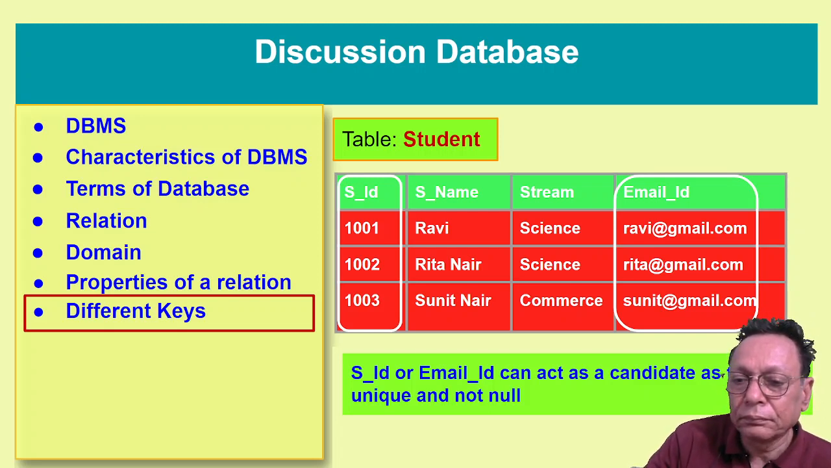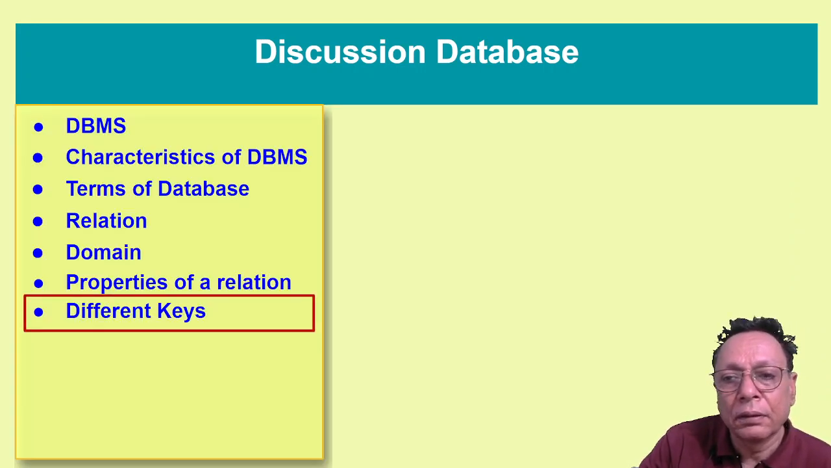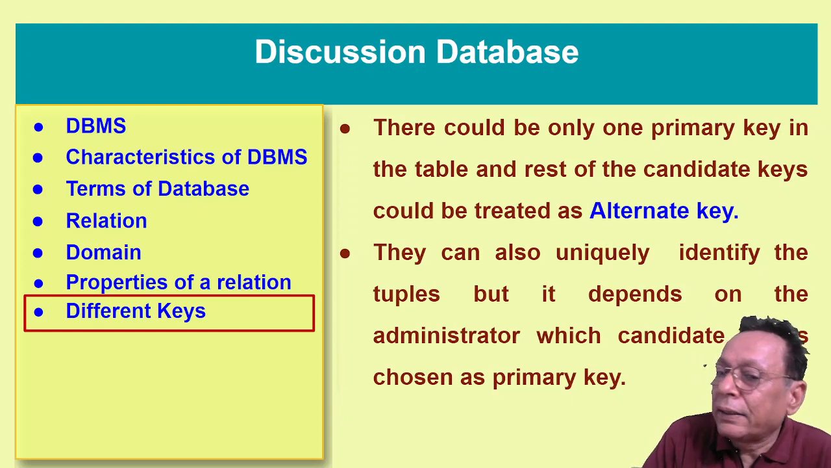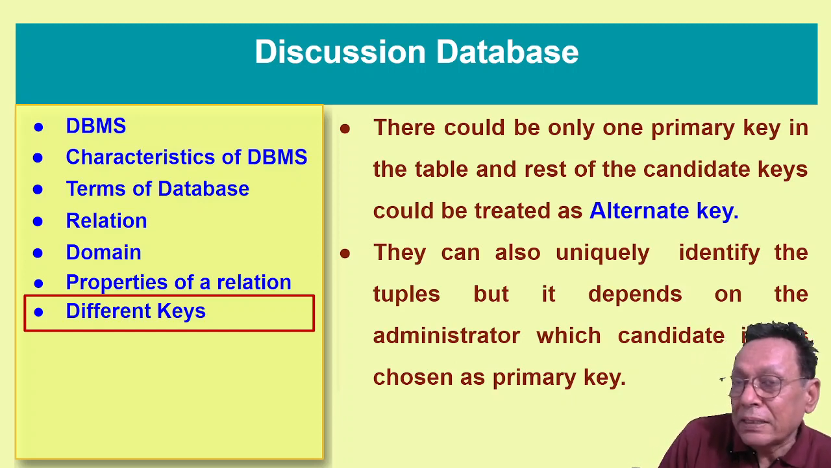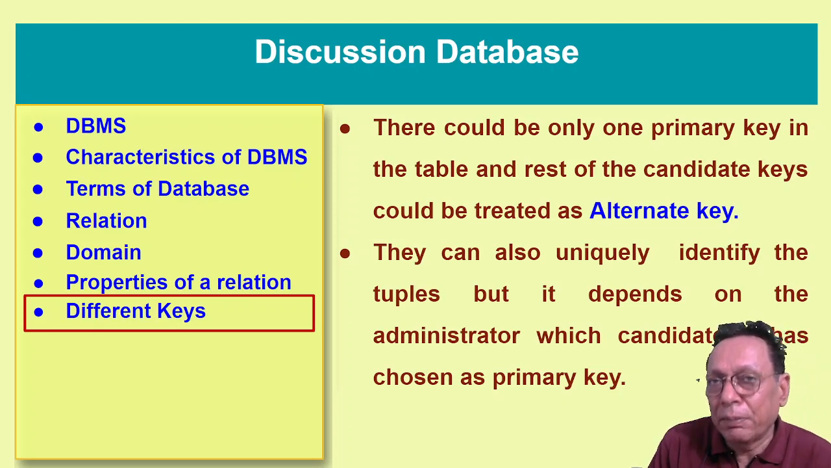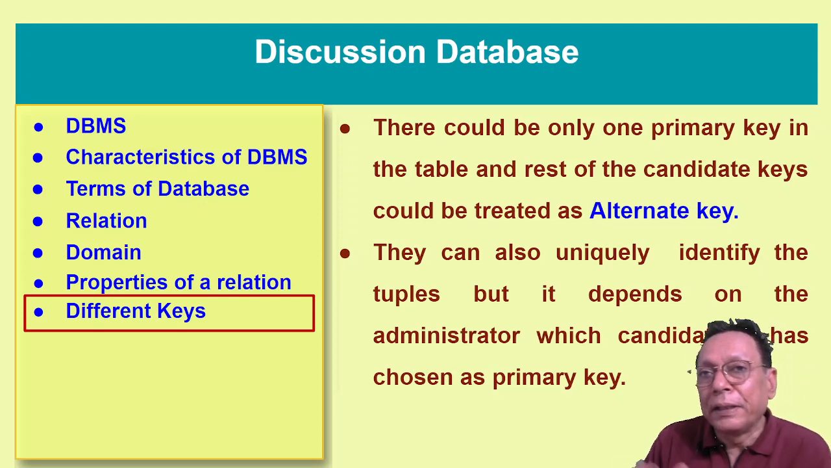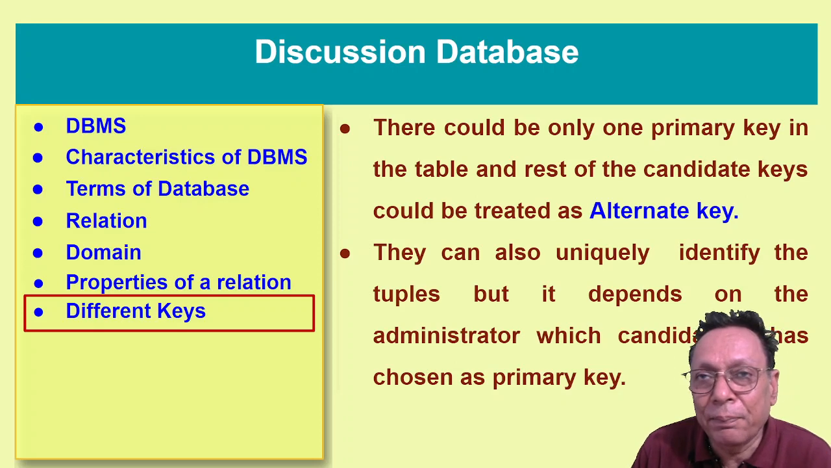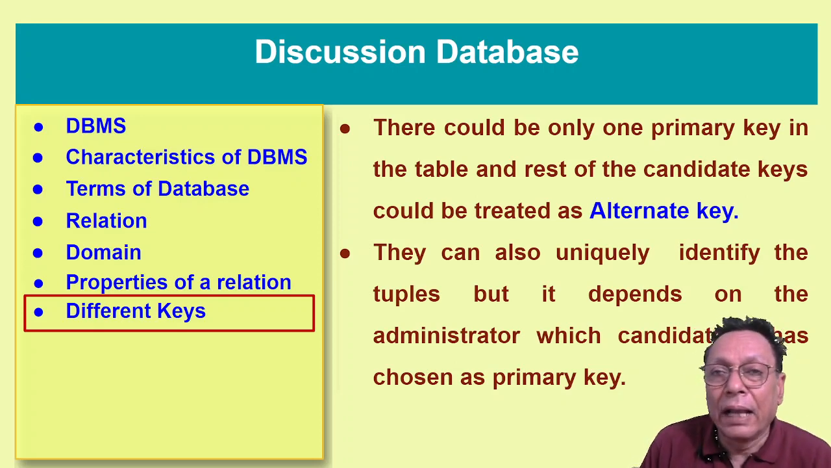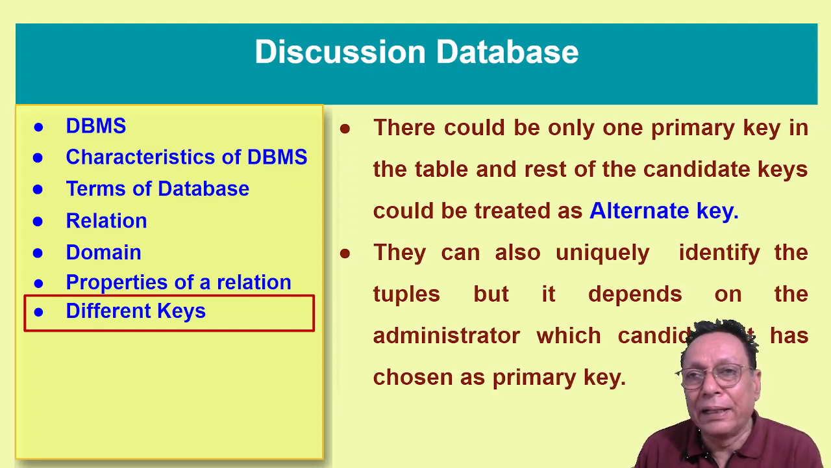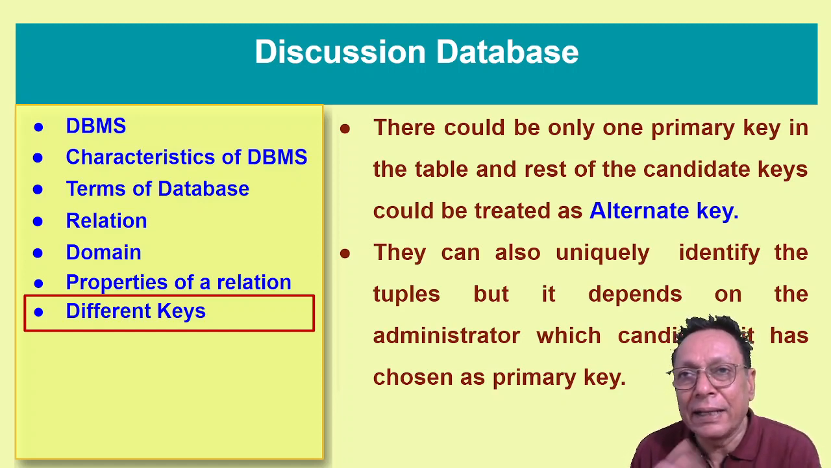Okay, next key is, there could be only one primary key in the table and the rest of the candidate keys could be treated as alternate keys. Meaning if one primary key somehow turns out to be redundant, and you made it the primary key, in that case the other candidate key could be treated as the alternate key. Like in our table, SID is the primary key, and if we remove SID from the table, then email ID could be treated as the primary key, as this is a candidate key.